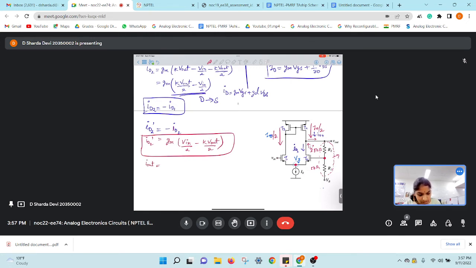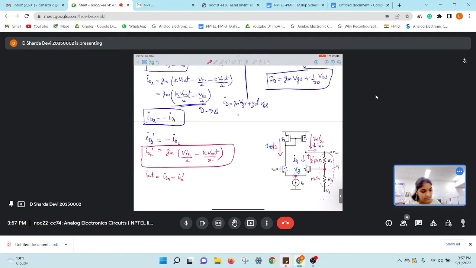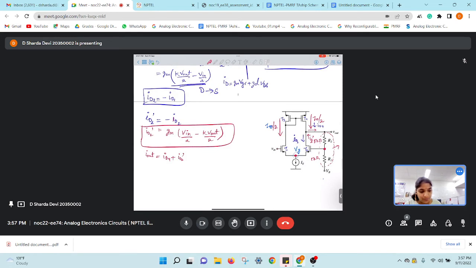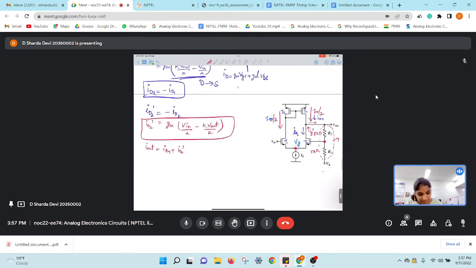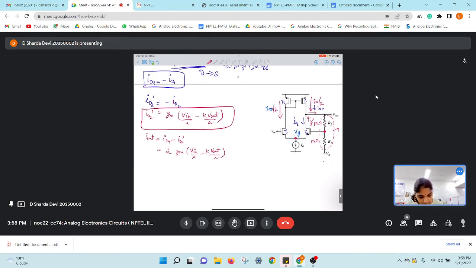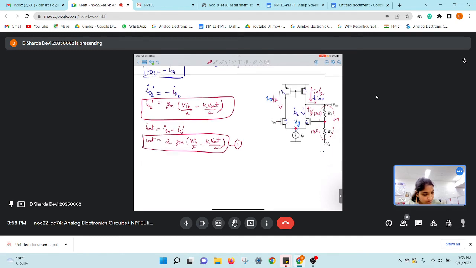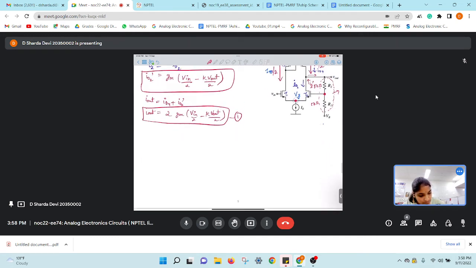out, it is actually equal to ID4 plus ID2 dash, right? Yes. So we'll simply add these two. So it is 2 times of GM VN by 2 minus KV out by 2. Right? So this is your I out. This is expression 1.